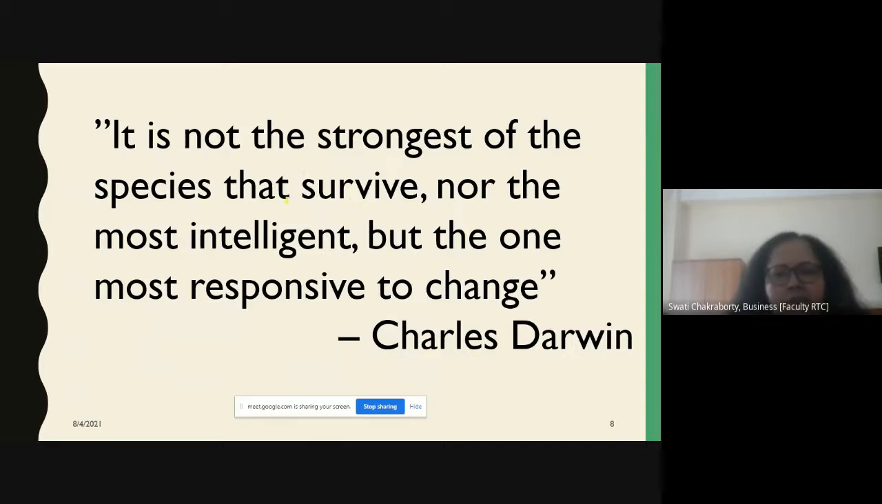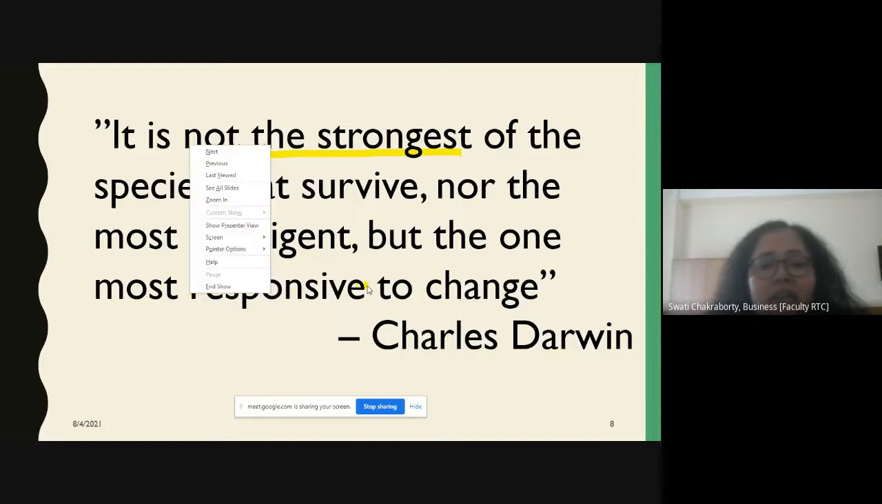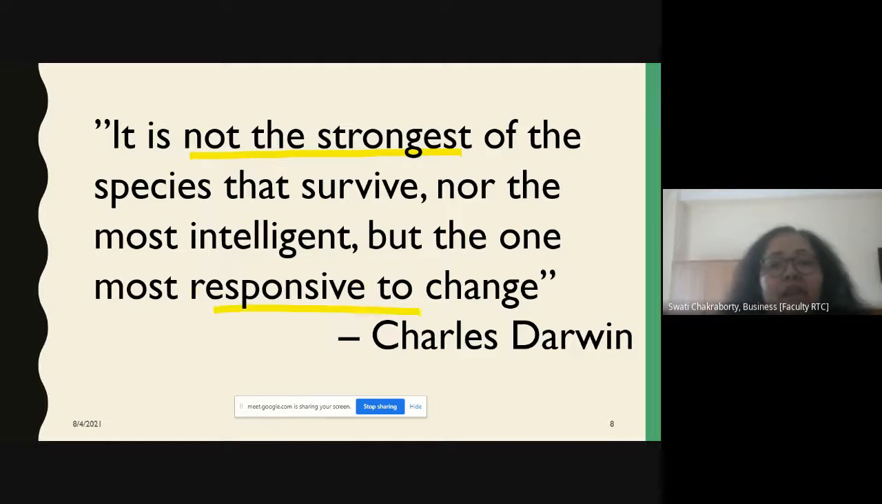This is a very famous quote by Charles Darwin, which says, "It is not the strongest of the species that survive, nor the most intelligent, but the one who is very much responsive to change, who has the ability to respond to change. That's the organization or person who can survive."